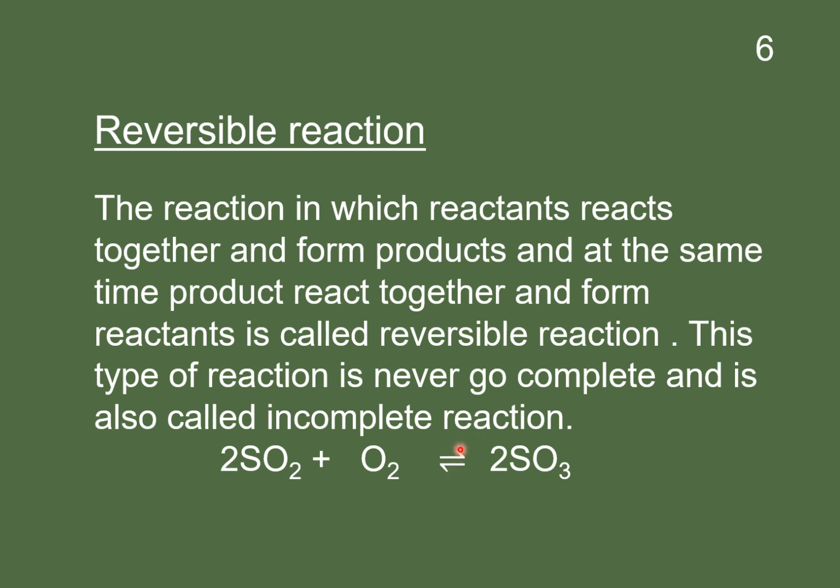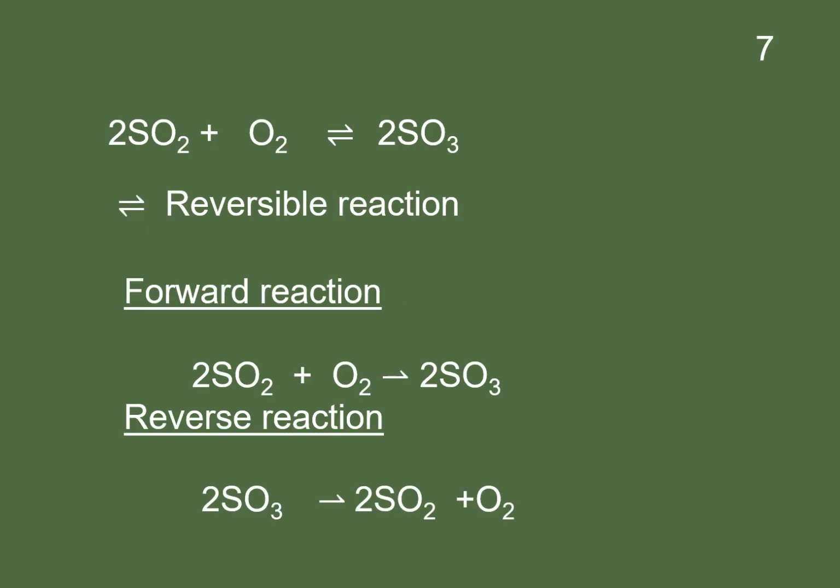In this reaction, sulfur dioxide reacts with oxygen and forms sulfur trioxide, and at the same time sulfur trioxide decomposes and forms oxygen and sulfur dioxide. In this reaction, sulfur dioxide reacts with oxygen and sulfur trioxide is formed. This double arrow indicates the direction of the reaction, and this reaction is a reversible reaction.